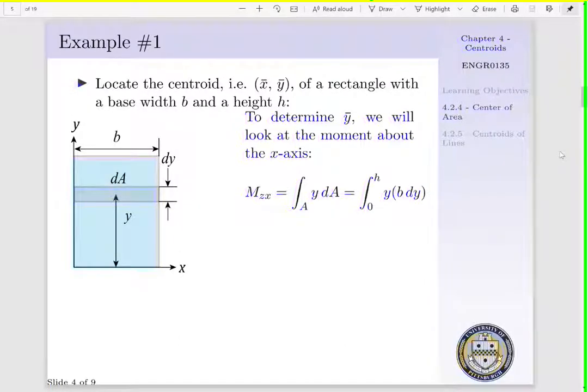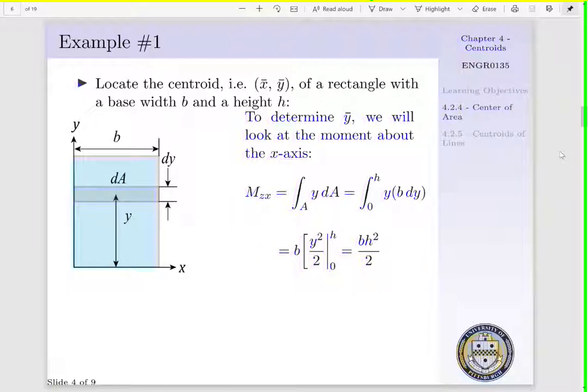Now, for us to determine y bar, we're going to take a moment about our x-axis. That is, M_zx is going to be equal to the integral with respect to A of y dA. Now, our differential area is going to be our basal length, b, times the thickness of our differential area, dy. Thus, we'd have the integral from 0 to h of y b dy. Now, b is a constant. We can remove that from our integrand, and we'd be left with the integral of y dy, evaluated from 0 to h. Thus, we have b times y squared per 2, evaluated between 0 and h, which gives us b h squared per 2.